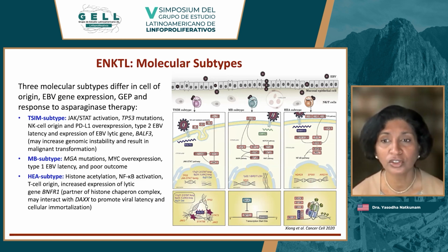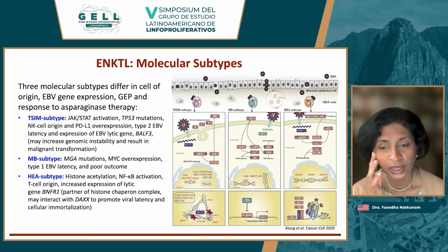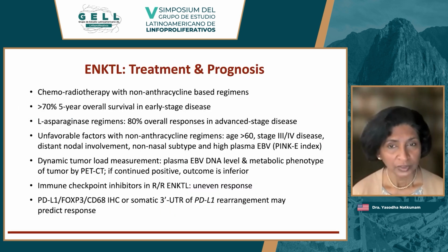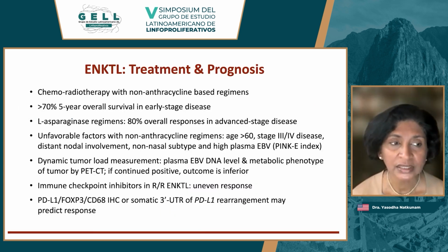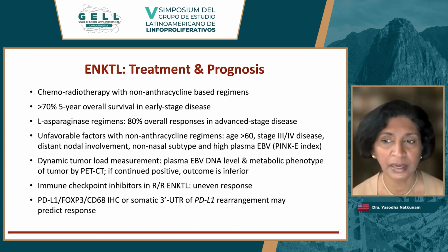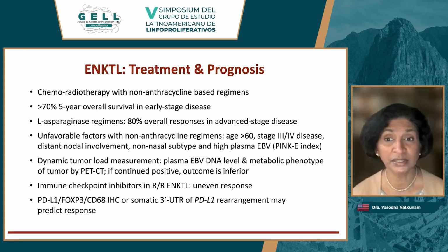I'm not going to go into the detail except to pull out this nice figure from this paper in Cancer Cell that goes into the pathway and the genes that are involved in the pathogenesis of this lymphoma. With treatment and prognosis, typically, these patients do not respond to anthracycline-based treatments like diffuse large B-cell lymphoma does. So chemoradiotherapy with a non-anthracycline-based regimen is necessary.